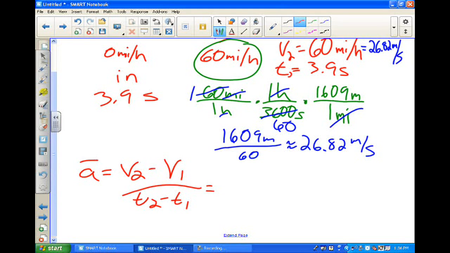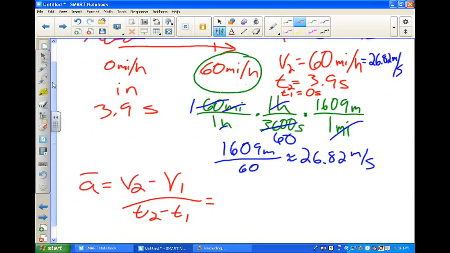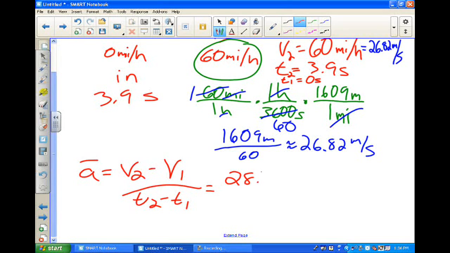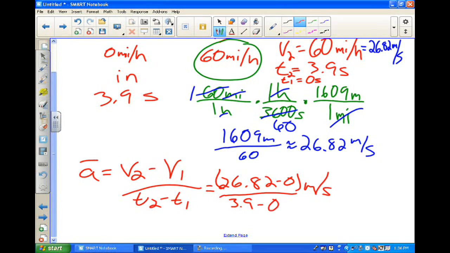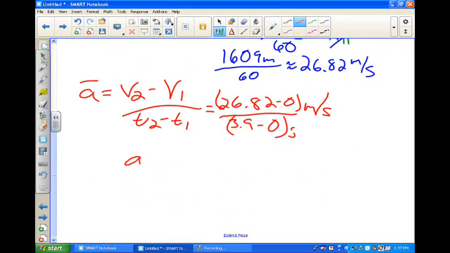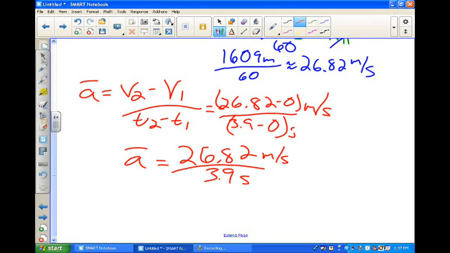Remember that when time starts, or t sub 1, it's 0 seconds. So if we fill in the numbers, we've got 26.82 minus 0 on the top and 3.9 minus 0 on the bottom. And then our velocity has the units of meters per second and time is seconds. So I take 26.82 meters per second and divide it by 3.9 seconds.